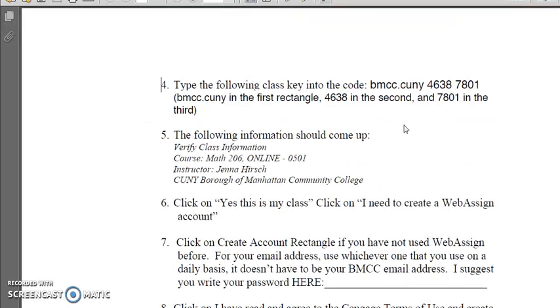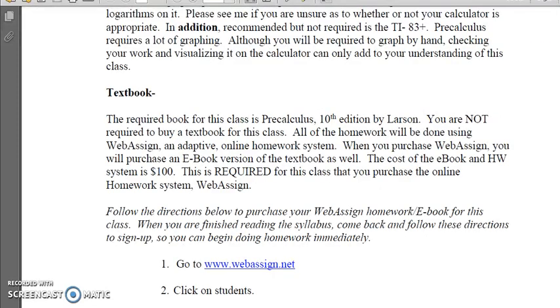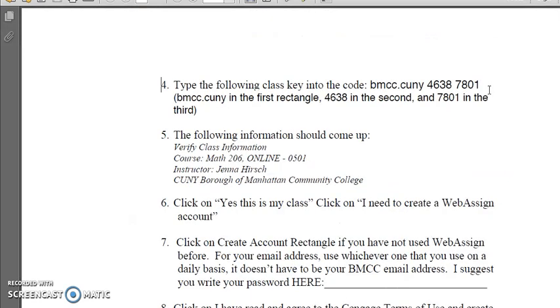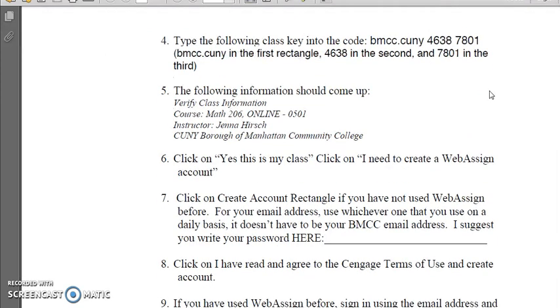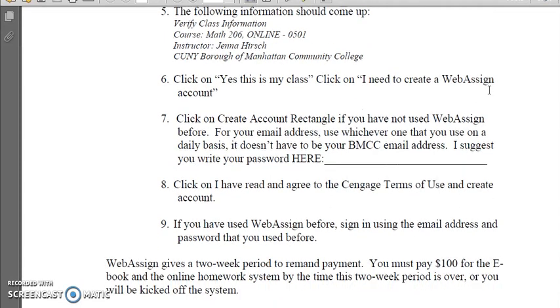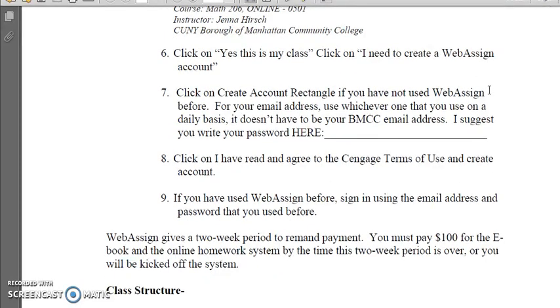So if you follow these steps, I'm just going to scroll on to the next page of your syllabus, and this gives you a step-by-step algorithm for how you can log on to WebAssign this semester. You want to start off with go to webassign.net, click on students, and then follow these 8 steps to make sure that you're logged onto WebAssign. If you have any questions, you just let me know. You get WebAssign for free for 2 weeks, and then you have to pay $100 for the ebook and the online homework system. So you can pretty much use it free for the first 2 weeks, but you have to make sure you do pay before those 2 weeks are up.